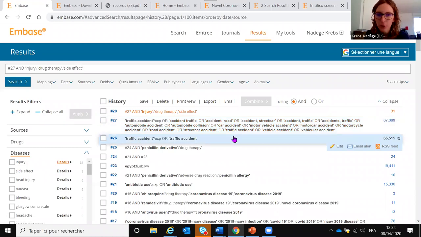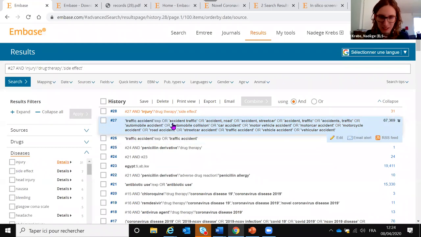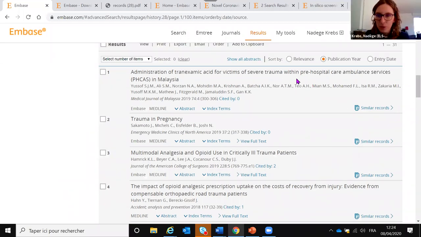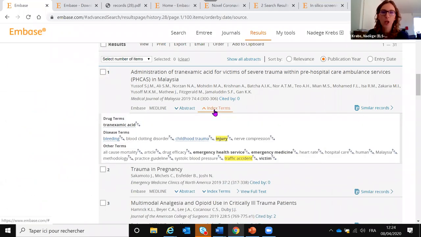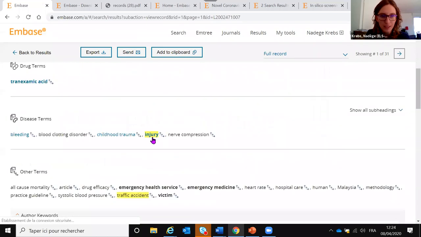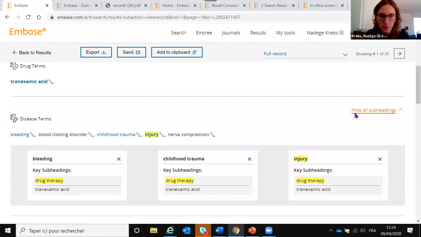So here we have the 31 that talk about traffic accident and the drug therapy or side effects are traffic accidents. So when we go here, we see victims of severe trauma, hospital care, ambulance service. So if we look at the index terms, we have injury, traffic accident. And if we look, actually, we go in that record, and we look at injury here, show all subheadings. Injury, it was treated with tranexamic acid. So here it's with the drug therapy.